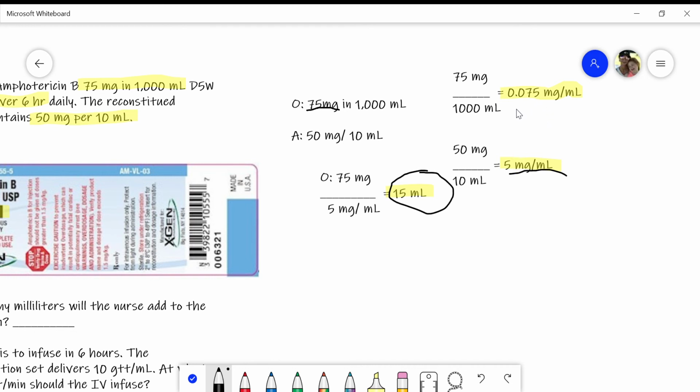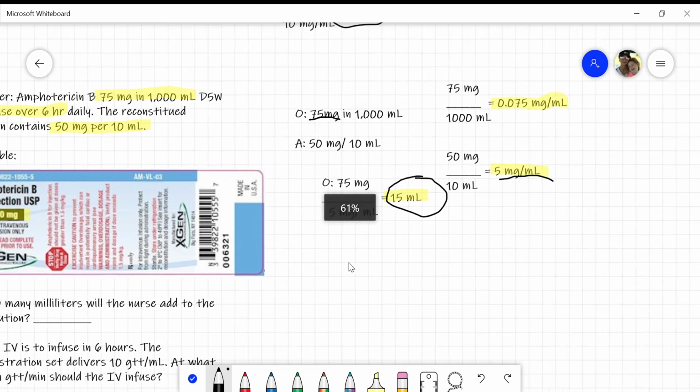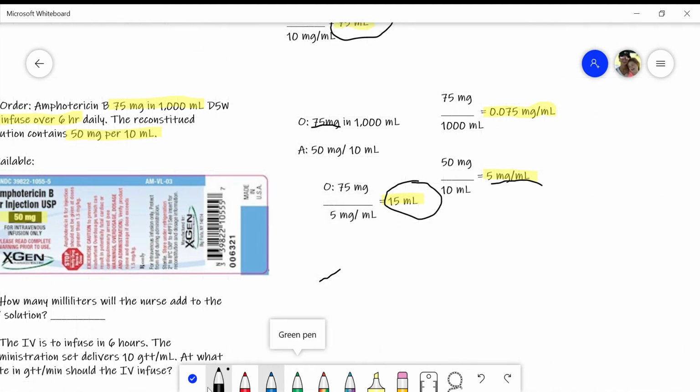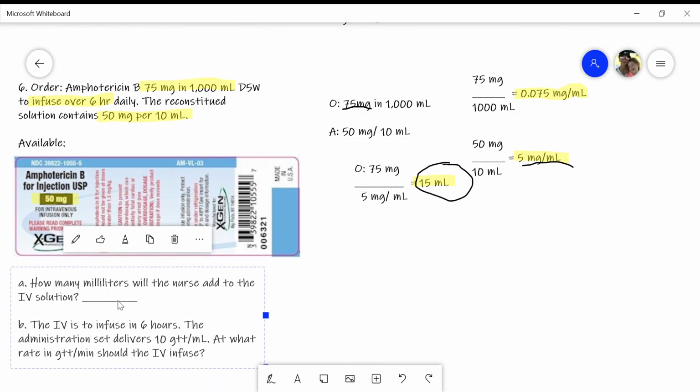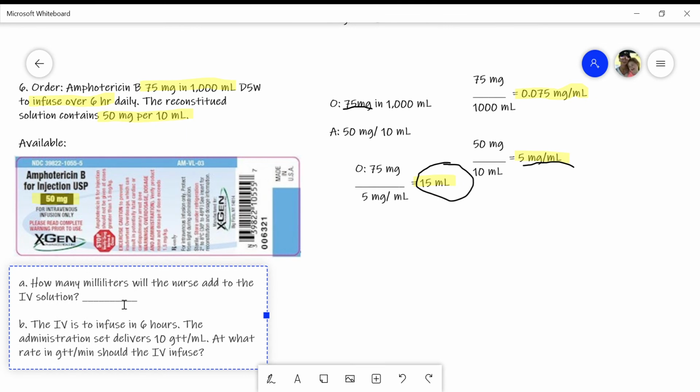That's going to give us just basic information. I think we use it on the next part of it. If not, it's just extra stuff that I shouldn't have done. So your answer for A would be 15 milliliters.